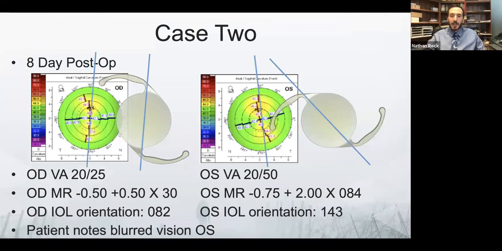So I'm going to add some lines to show this. If the IOL is congruent or in line with the steep meridian of the cornea, then the patient's going to see well.